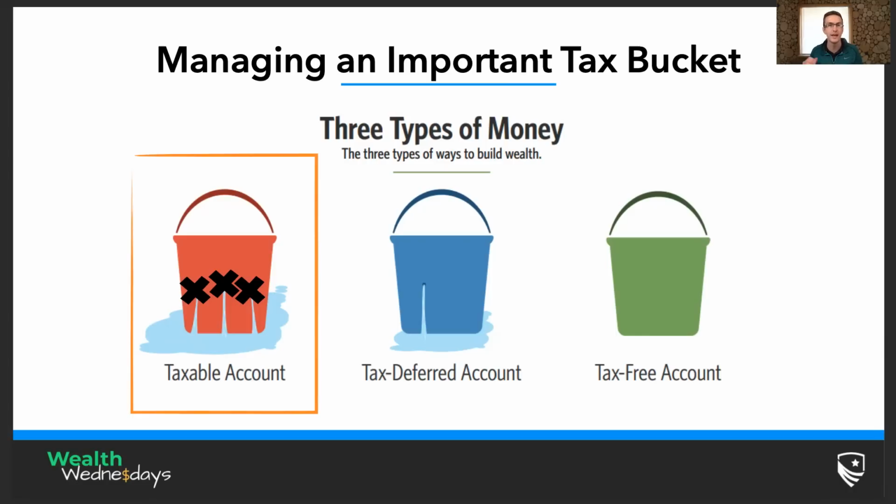Obviously, your other 2 buckets are a tax-deferred bucket, traditional IRAs, 401ks, and such, and then you have your tax-free bucket, Roth IRAs. So we're going to be focusing on that first bucket. How do we patch the holes within that bucket? How do we patch that leaky bucket?